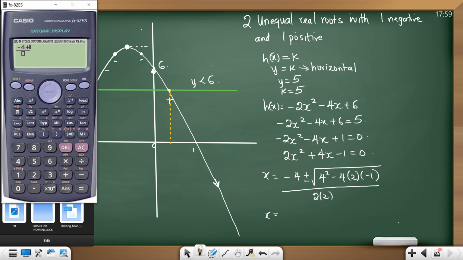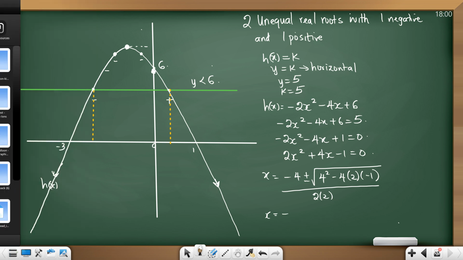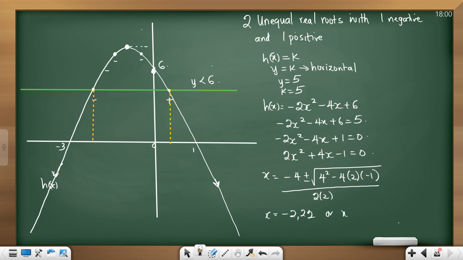Negative 4 plus the square root of 4 squared, which is 16. Let me help the calculator. Minus there would give what? 8. I don't have time to replace none of those things. Over 4. Okay. Check. One of my answers would be negative. This one is a positive, 0,22. And negative 2,22. Do you see that? One negative, one positive. Two unequal. Are those values the same? No. So unequal, but the signs are also not the same.